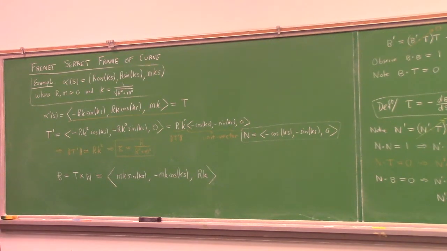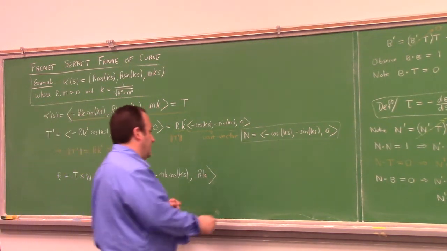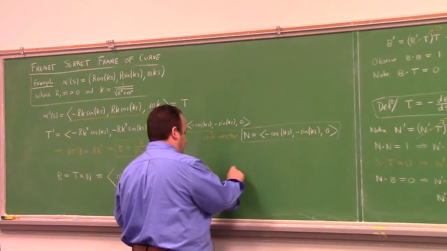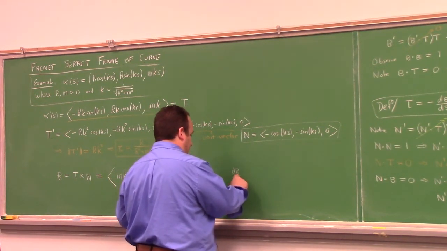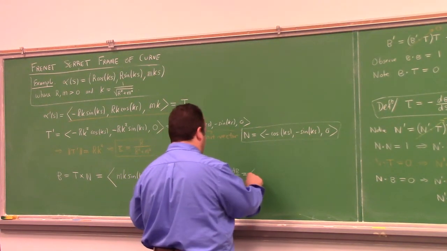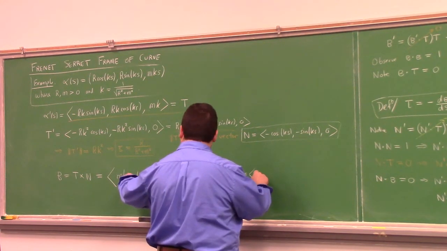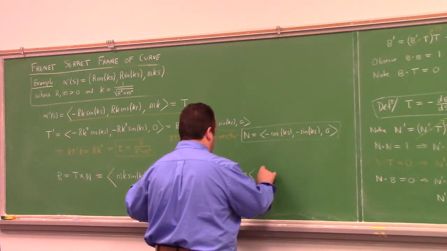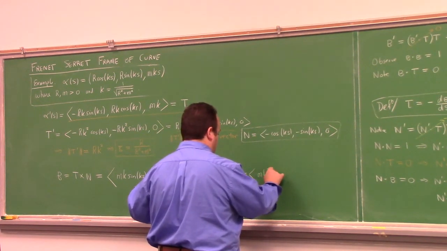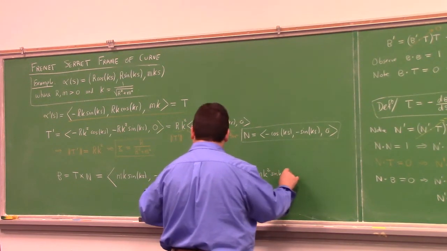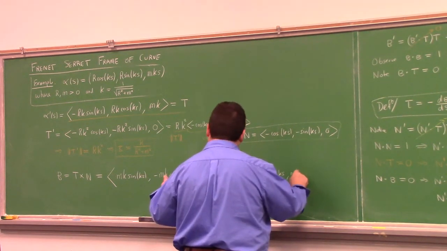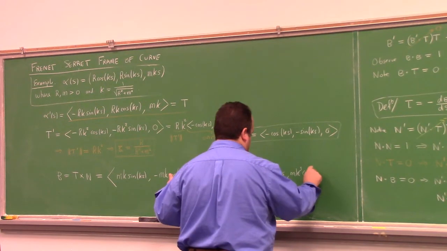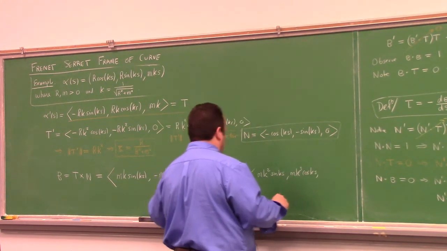So there's the binormal. Now, what's the torsion? How do we calculate torsion? In our current technology, we have to calculate b prime, so db ds is m k squared sine ks, m k squared cosine ks, and the derivative of the last term is 0.